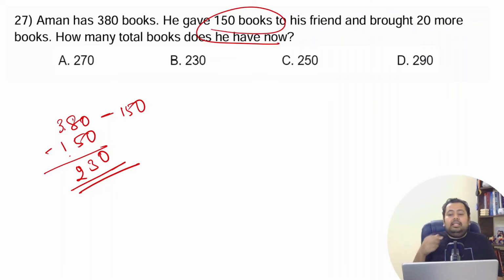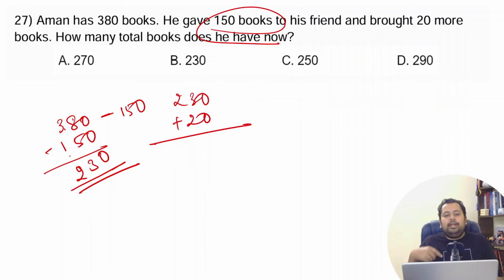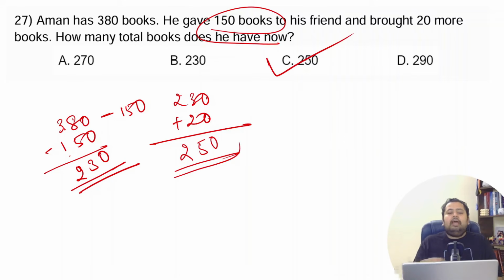Now, after that, he buys 20 more, right? So it will become 230 plus 20. He is buying 20 more. So this will become 0. 3 plus 2 is 5, and this is 2. So he now has 250 books with him.